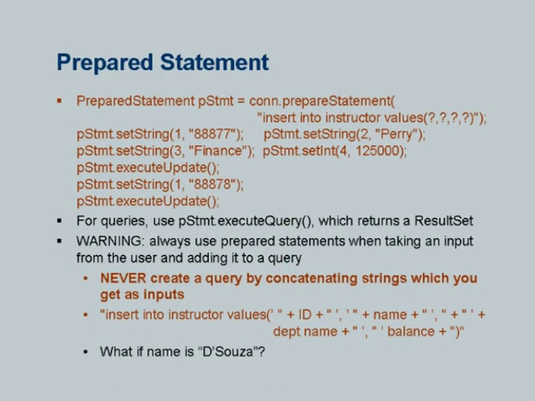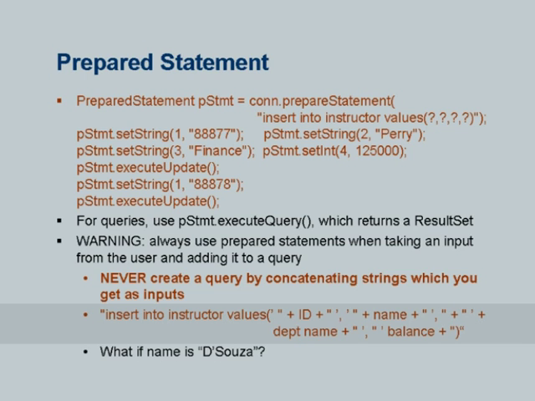A lot of programmers that I've seen, whether it's students or even many new professionals who have not yet learned what not to do, do the following. They have, let's say, ID, name, department name and balance input from the user. So they will create an SQL query dynamically. They'll say insert into instructor values, open parenthesis, single quote, and then the string closes, plus ID which was entered by the user, plus inside our double quotes, single quote, comma, quote. So what is this doing?